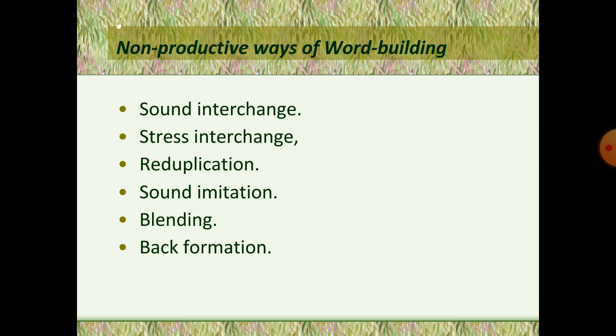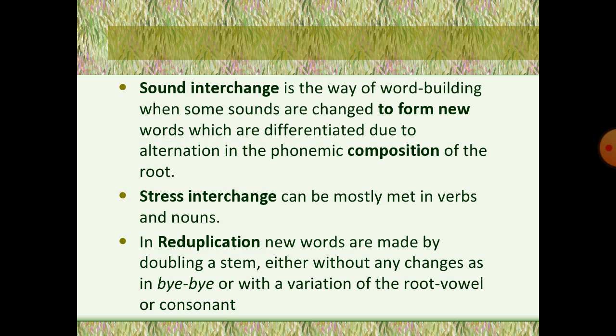Non-productive ways of word building: sound interchange, stress interchange, reduplication, sound imitation, blending, backformation. Sound interchange is the way of word building when some sounds are changed to form new words which are differentiated due to alternation in the phonemic composition of the root. Stress interchange can be mostly met in verbs and nouns. In reduplication, new words are made by doubling a stem, either without any changes as in bye-bye or with a variation of the root vowel or consonant.